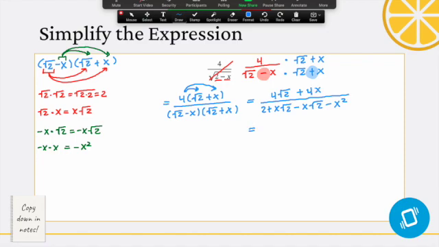Once I do that, I could see here that I could cancel out the x square root of 2 and the negative x square root of 2. So I can cancel that. I'm going to cross it out. And so I'm left with 4 square root of 2 plus 4x over 2 minus x squared. And since there's nothing else I can simplify, that would be my final answer.